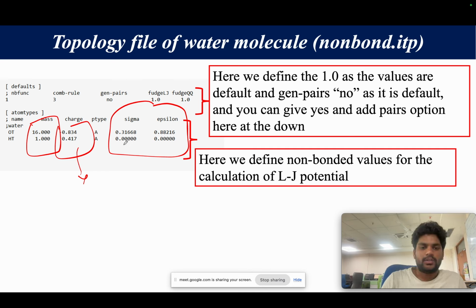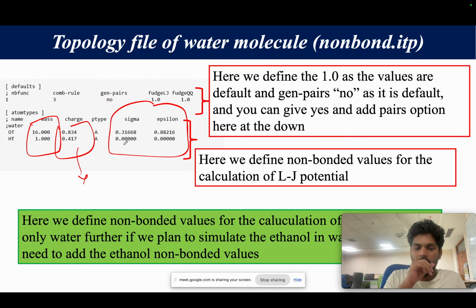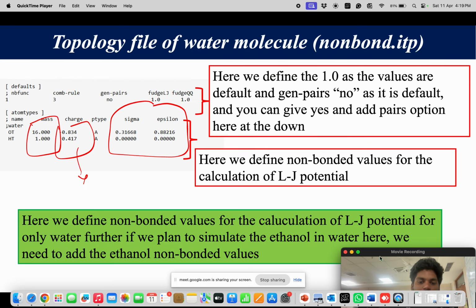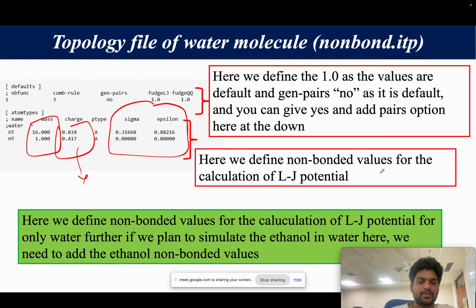If you have any doubts, you can ask me in the next class. Here we define the non-bonded values. As you can see, we have written that here we define the non-bonded values for the calculation of the LJ potential for only water. Further, if you plan to simulate, say, ethanol also, then you can add the CX, CY, CZ, 12.000, 12.000, 12.00, the charge of XYZ, ABC, W, XY.